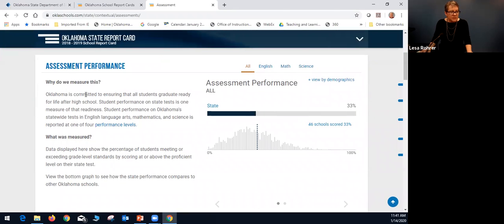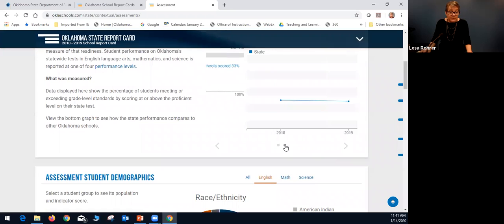Assessment performance, we said, why do we measure this and what was measured? Again, for the composite, this is the percentage of students that scored proficient or advanced on state tests, and I can break this down by English, math, and science. The graph is interactive here, so I could look to see schools that perform better than I did, schools that perform the same, or schools that did not perform as well. We also have the ability to look at change over time.